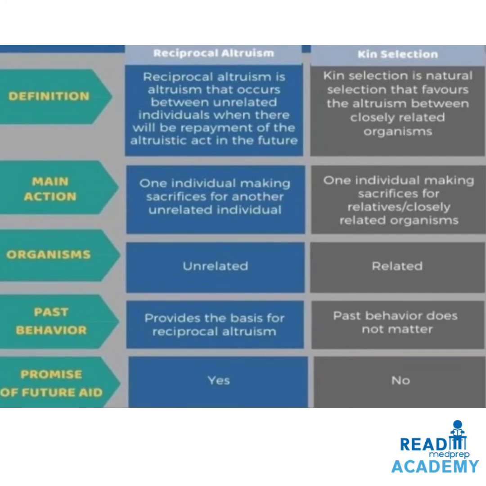Main action of reciprocal altruism: one individual making sacrifices for another unrelated individual. Whereas kin selection: one individual making sacrifices for relatives or closely related organisms. Organisms are usually unrelated in reciprocal altruism, whereas in kin selection they are related. The past behavior in reciprocal altruism provides the basis for reciprocal altruism, whereas in kin selection, past behavior does not matter. Promise of future aid: in reciprocal altruism, yes, whereas in kin selection, no.